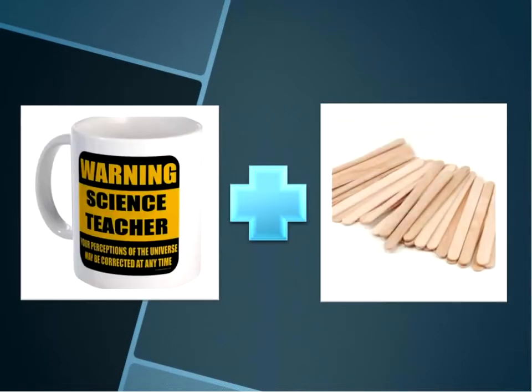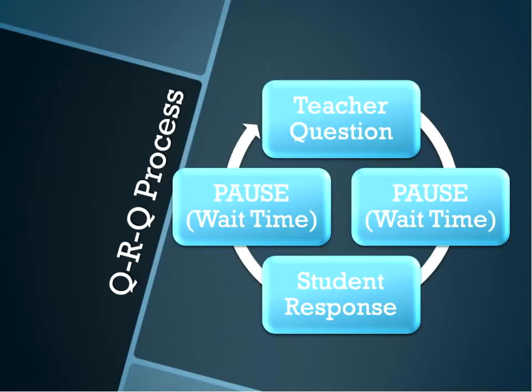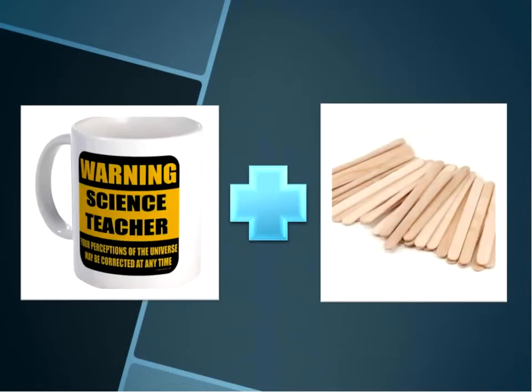So one of the more traditional ways of handling this is to do a craft stick system, where you take tongue depressors, craft sticks, write the names of the students on them, place them in a container like a coffee mug, and then randomly draw out students' names. You want to do this where it's most useful. So one way of using this technique is with what we call a QRQ process. You'll ask your question, provide wait time, then you would draw the craft stick out.